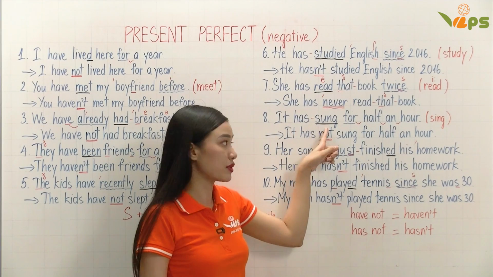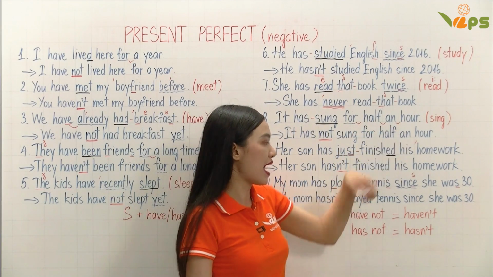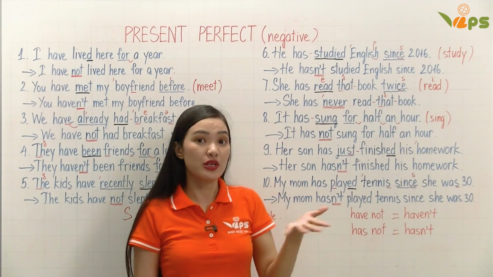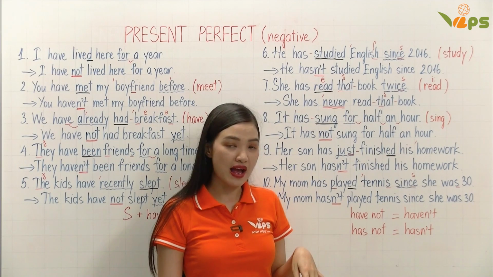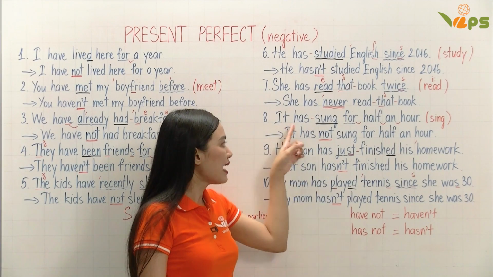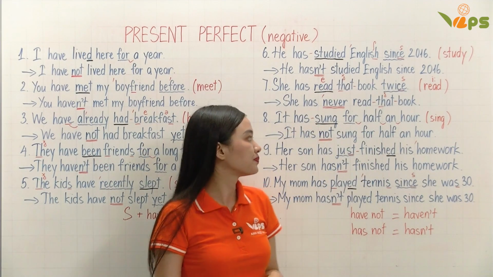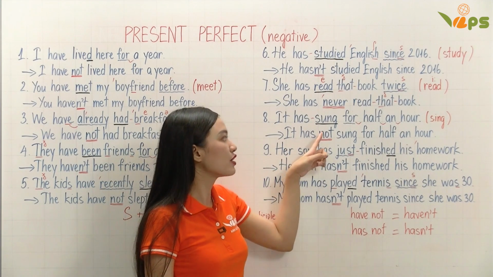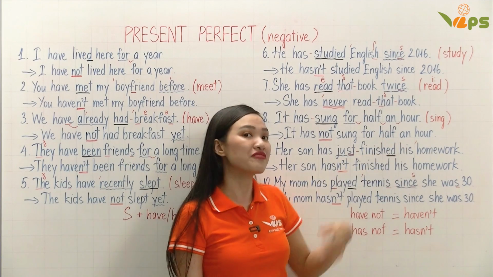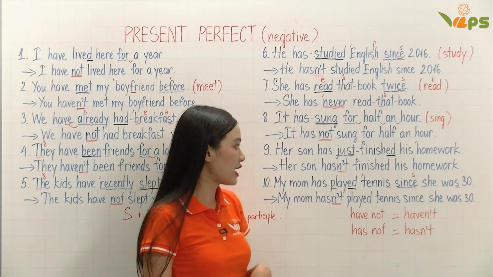Has and then verb 3, for half an hour. That means 30 minutes. Half an hour. You can link them together, half an hour. It has sung for half an hour. For the negative form, it has not sung for half an hour.